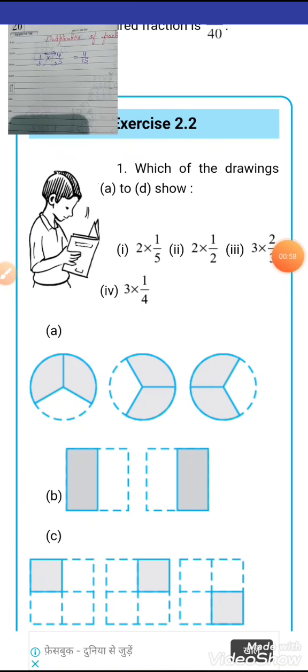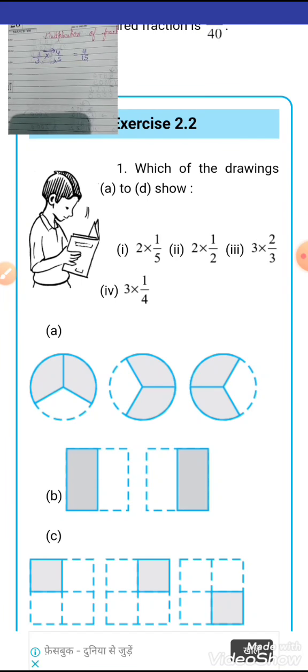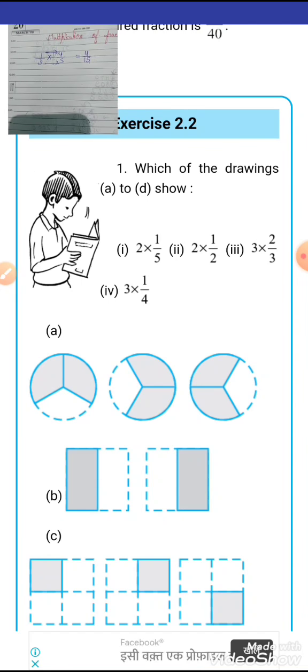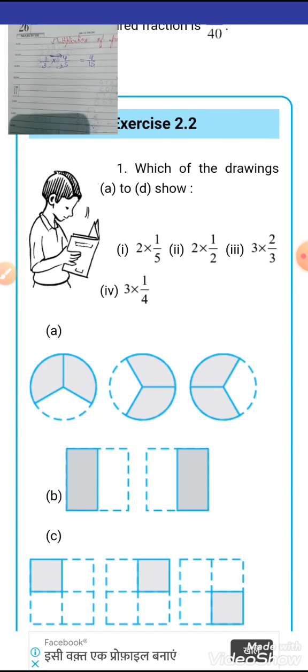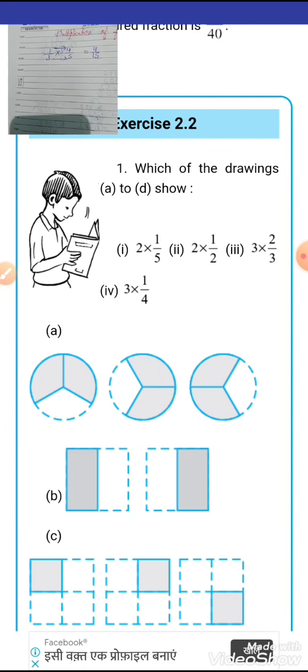Now start exercise 2.2. In the first question of exercise 2.2, it is given: which of the drawings A to D show the following. In this question, we have to match A to D. So here some fractions are given which are written in Roman numerals, and some drawings are given which are also mentioned in alphabetical order.